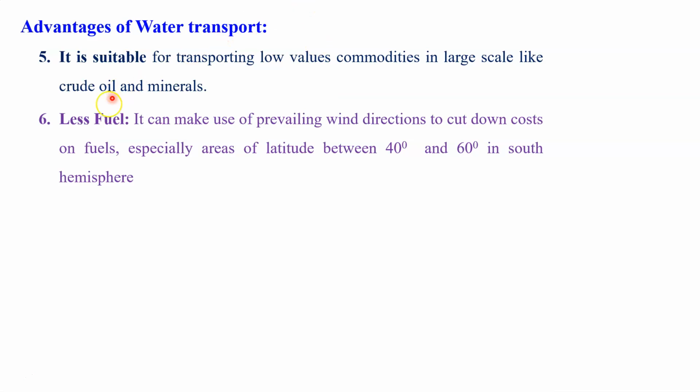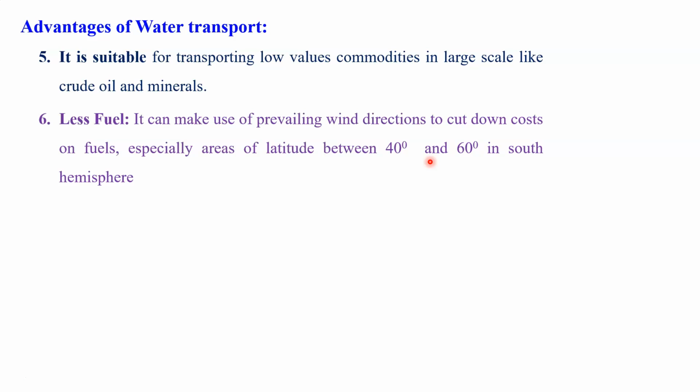Another important advantage is less fuel. Yes, we require very little fuel when we transport goods and material from one place to another by water transportation. It can make use of prevailing wind directions to cut down fuel costs, especially in the area of latitude between 40° and 60° in the southern hemisphere. This is the area where very high speed winds are available, and those winds help us run the ship or boat very fast. Therefore, we require very little fuel and can save fuel.